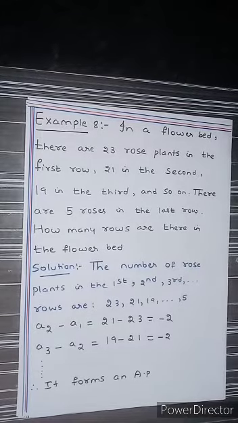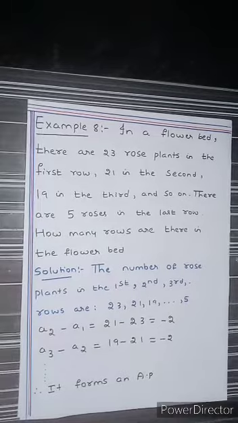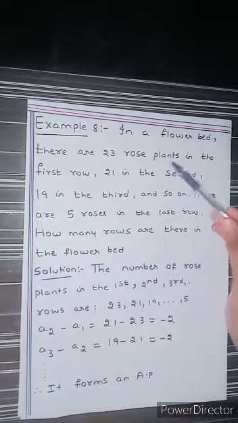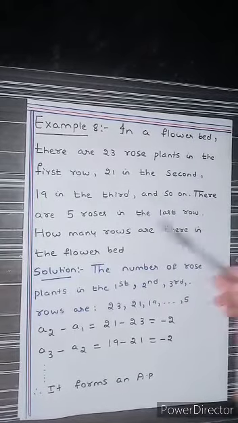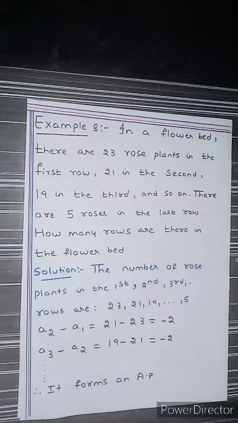Example 8. In a flower bed, there are 23 rose plants in the first row, 21 in the second, 19 in the third, and so on. There are 5 roses in the last row. How many rows are there in the flower bed? The question is something like this. There are 23 rose plants in the first row, 21 in the second, 19 in the third, and 5 roses in the last row. First, we have to arrange these terms and find whether these terms form an AP or not. If they form an AP, we have to use the formula for AN. Then we have to find the value for N.